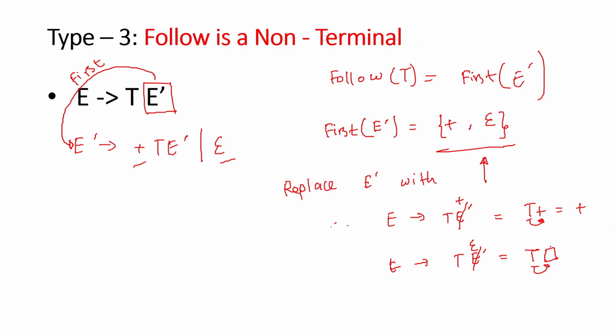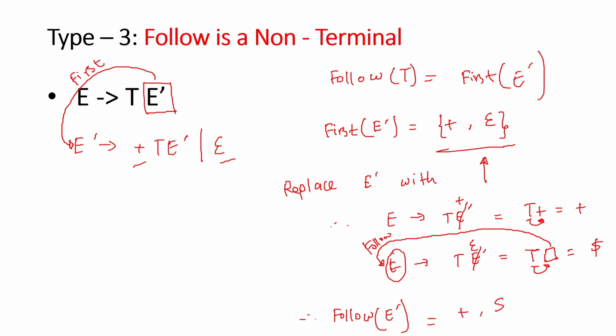That is, we are going to come up here and find the follow of e. Therefore the follow of e is dollar, that is by default. Therefore my final follow of e prime is plus and dollar sign.